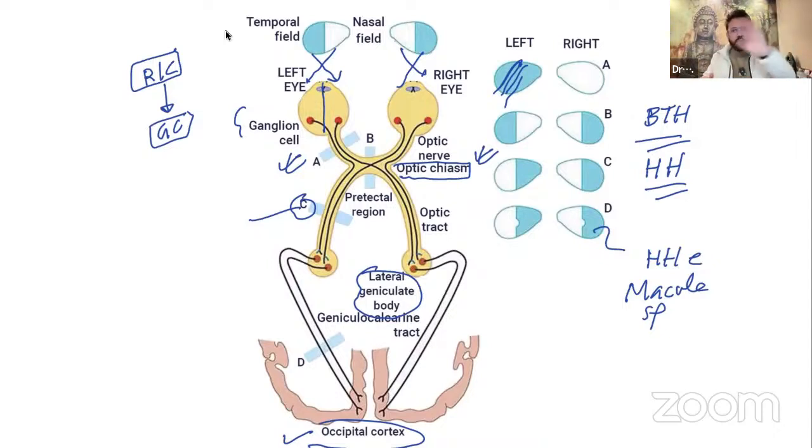So point A, whole eye. Point B, bitemporal hemianopia. Point C is homonymous hemianopia, and point D lesion is, doctors, homonymous hemianopia with macular sparing.